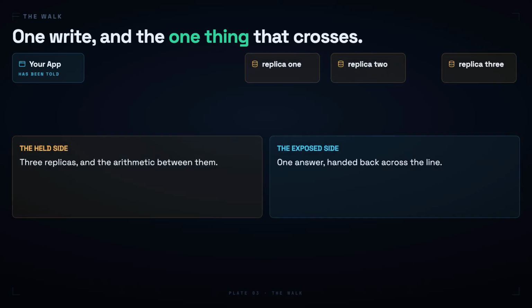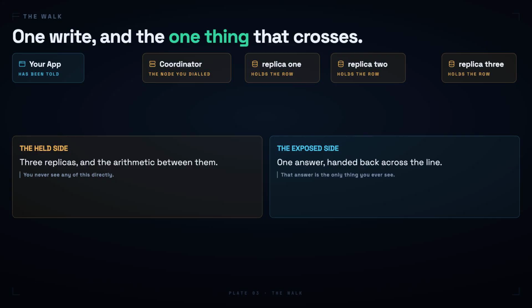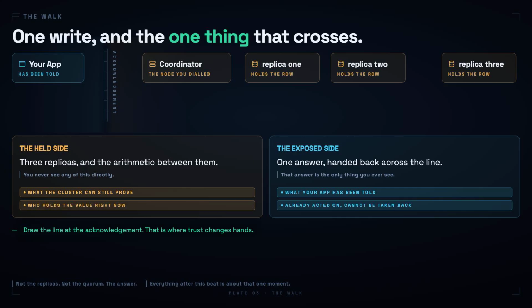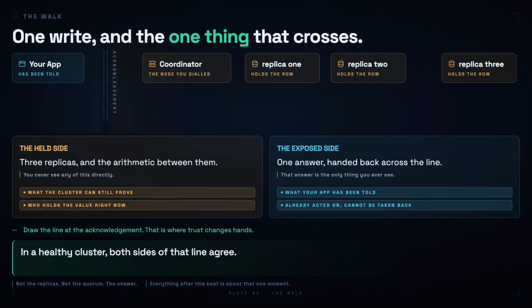3 replicas of the same data, one client and one row. The replicas are the held side. You never see them directly. You see exactly one thing: the answer the cluster hands back. Draw the line there. Trust changes hands at the acknowledgement. Everything left of it is what your application has already been told. Everything right of it is what the cluster can actually still prove. In a healthy cluster, those two agree and nobody thinks about the line.